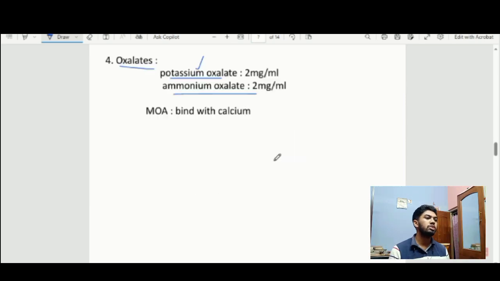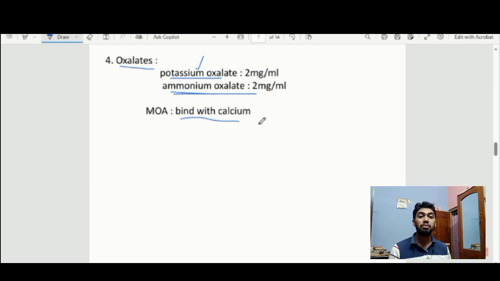Next we come to the oxalates. There are potassium oxalate and ammonium oxalate. Potassium oxalate, which is used in the grey vial along with sodium fluoride, also binds with the calcium ion and blocks the coagulation pathway.